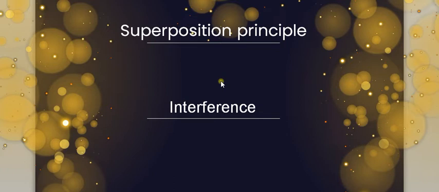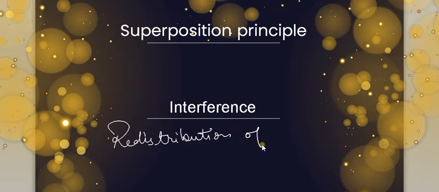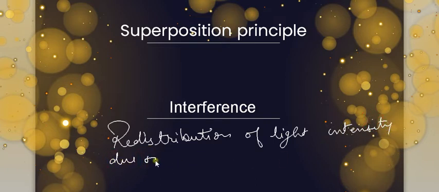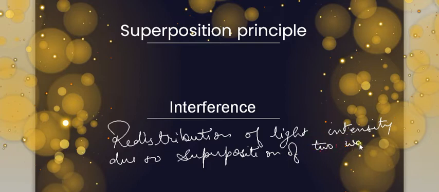Okay, so from here, after getting this principle, we will apply it to interference. So how will you define interference? We will say that it is the redistribution of light intensity or amplitude, you can say, due to superposition of two waves, and this is called interference. So this is the actual definition of interference.